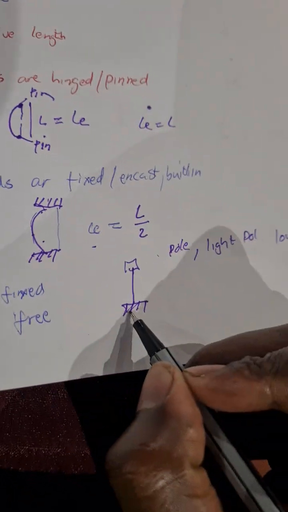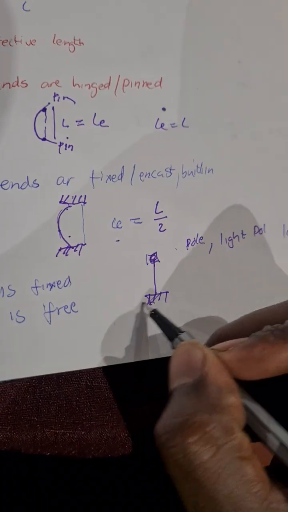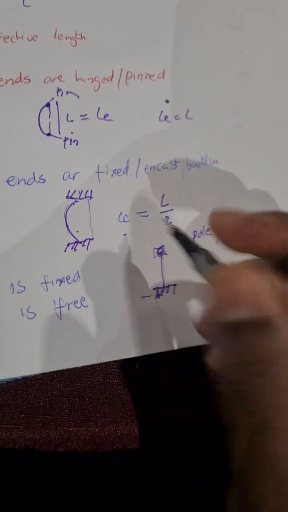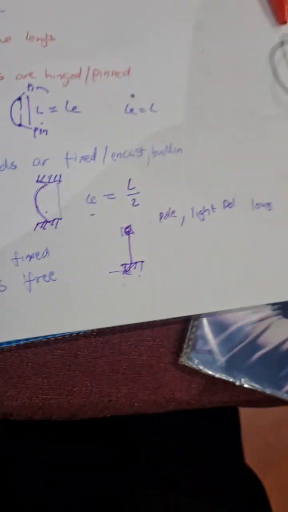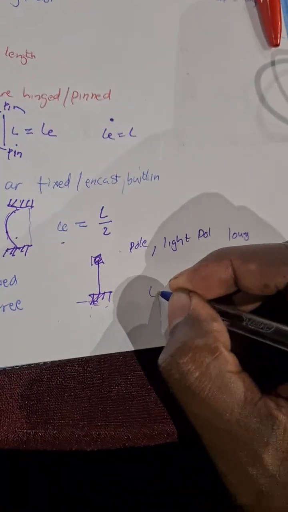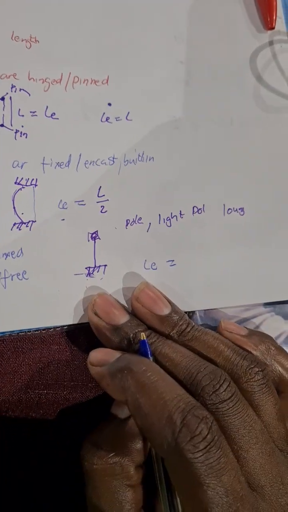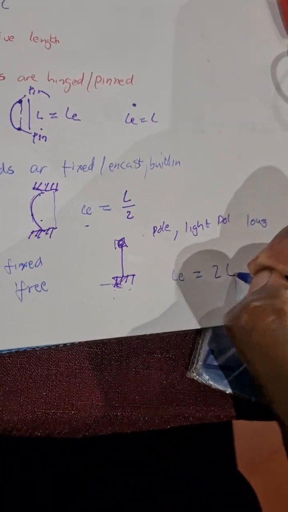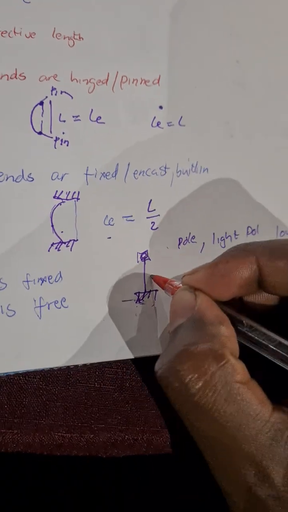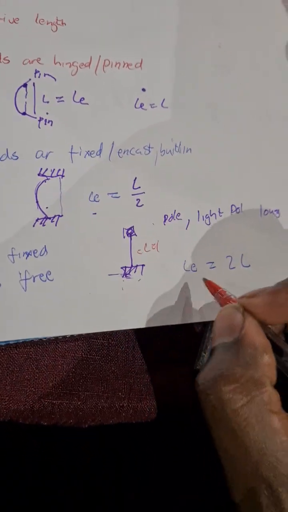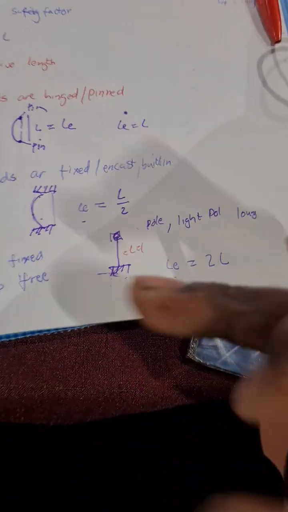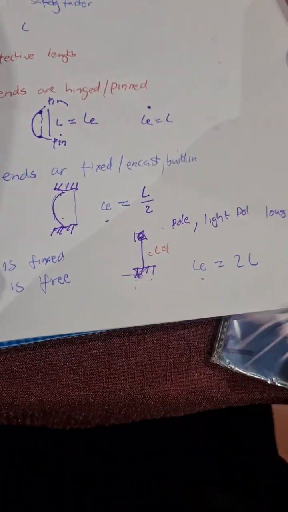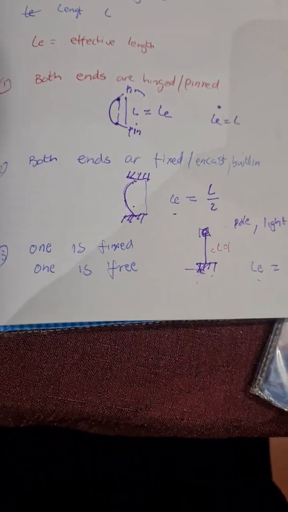One end is free. It's free here, and because when there's wind, it can move here, it can move there, and the bottom part is hinged. So in this case, L effective is equal to what? If it's that, it's just 2L. So if this length is 1, that means L effective is 2. If it's 3, it's 6. If it's 4, it's 8. Whatever. So take note of those things.